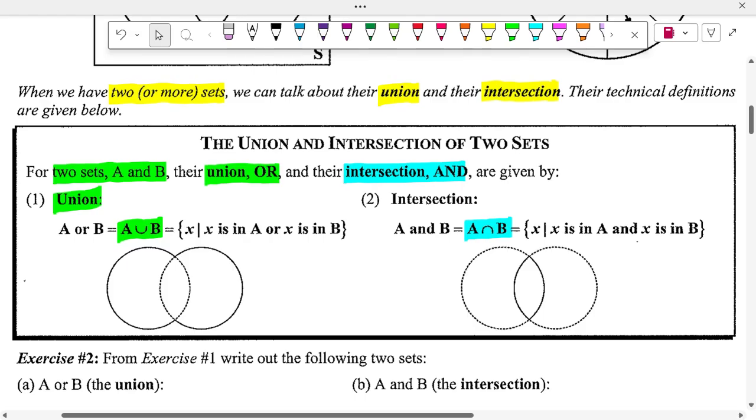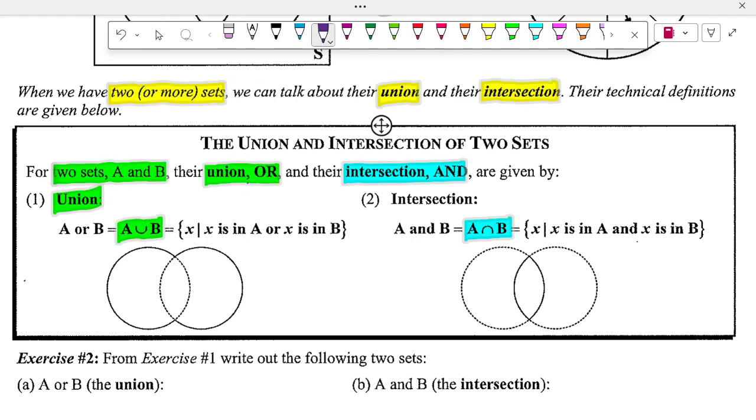Okay, so with probability, another way to say or and and is union and intersection. Union is another fancy way of saying or. Intersection is a fancy way of saying and. They still mean the same thing. Or still means at least one. And still means both.